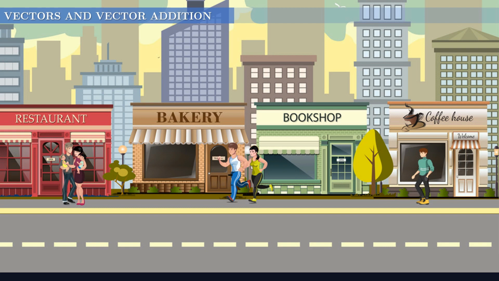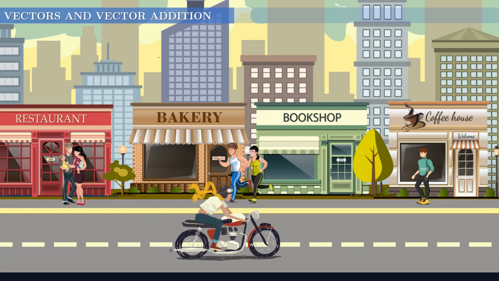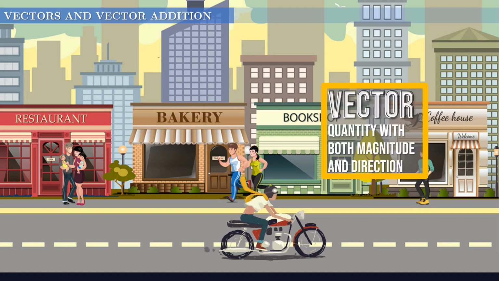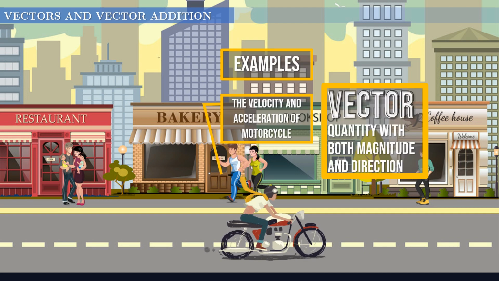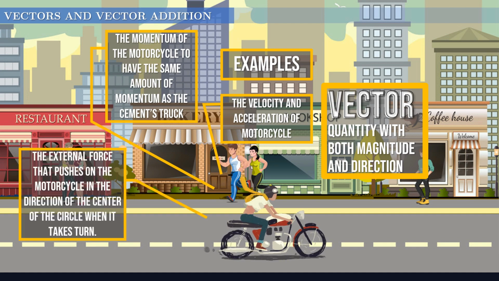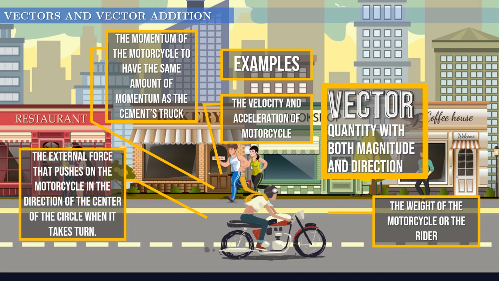Moreover, quantities that have magnitude and direction, such as velocity, acceleration, and force, are called vectors. For example, the velocity and acceleration of a motorcycle, the momentum of the motorcycle to have the same amount of momentum as the cement truck, the external force that pushes on the motorcycle in the direction of the center of the circle when it takes a turn, and the weight of the motorcycle or the rider.